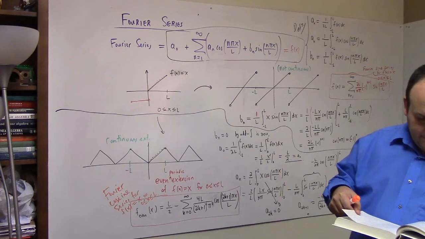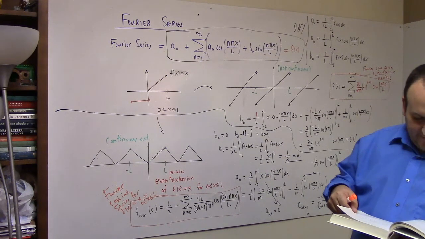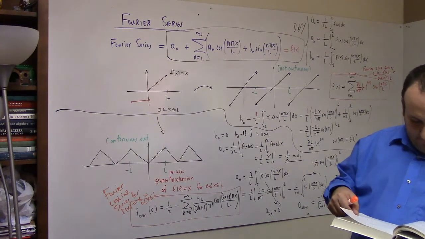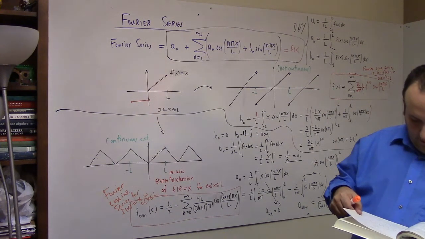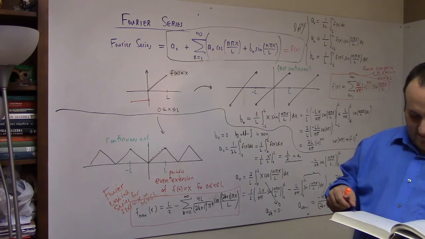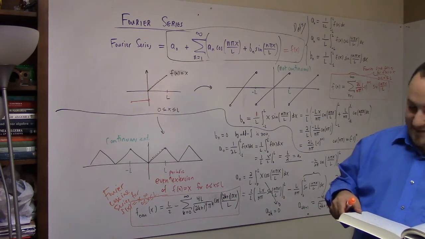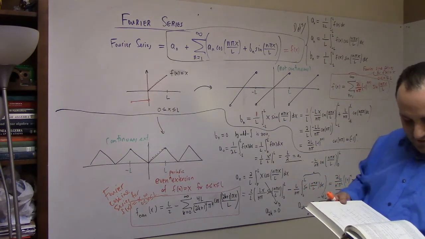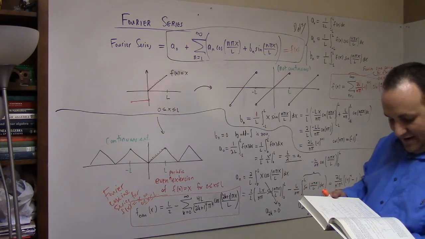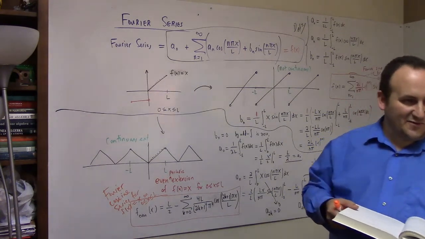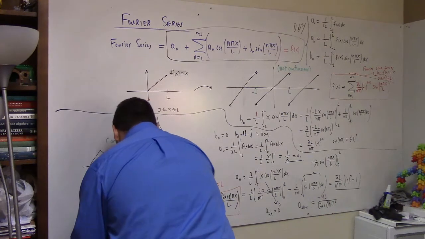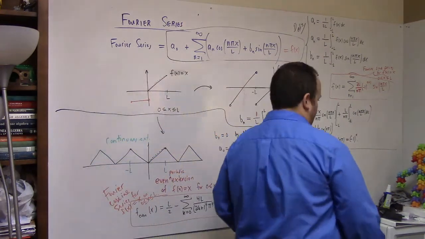Anyway, where was I? Oh, he finds the Fourier sine series. This is actually an interesting example. He has on page 100 to 101. He finds the Fourier sine series of cosine pi x over L. Let me just put it over here for the moment.